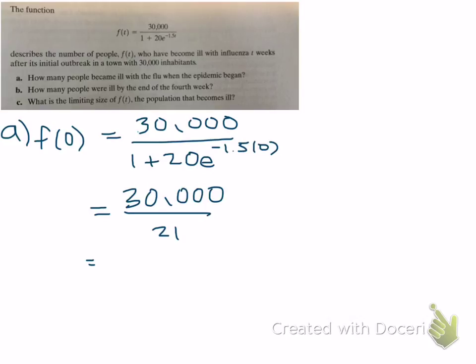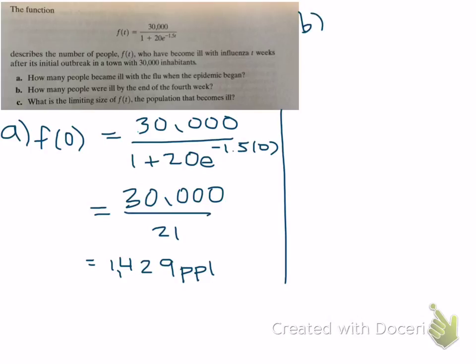So for letter A, when I divide this out, I get 1429. So approximately 1,429 people were ill when the influenza first began. Letter B says how many people were ill by the end of the 4th week.